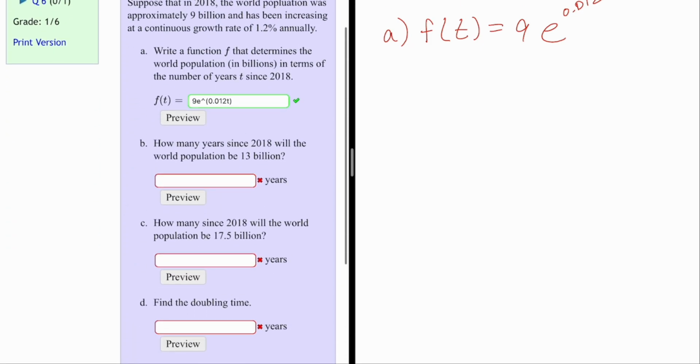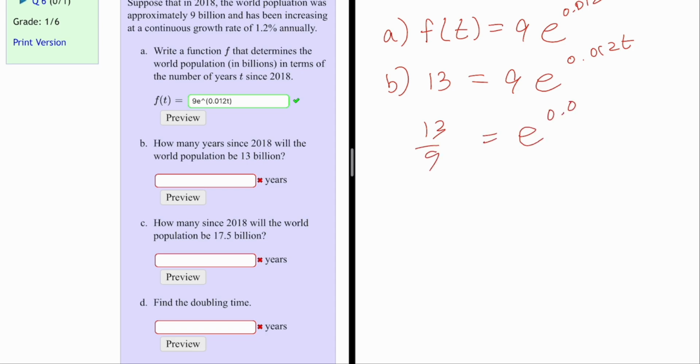Now, once you know your formula is right, for B, when will it be 13? So 13 billion equals 9 e to the 0.012t. So after you divide by 9, the natural log goes on the other side from where the e was. So that'd be the natural log of 13 over 9 equals 0.012t. Now don't forget, you have to divide both sides by 0.012.